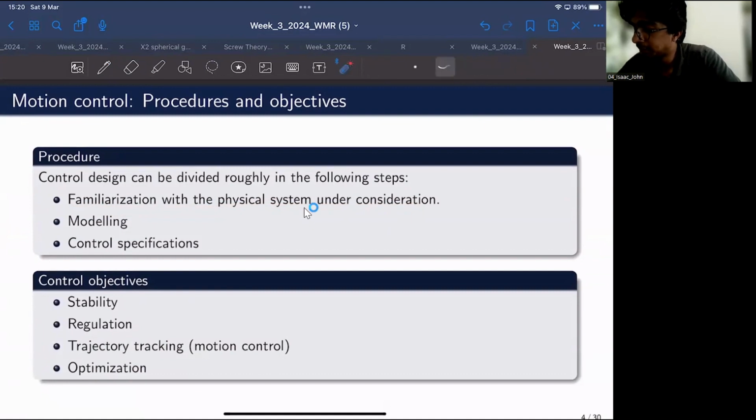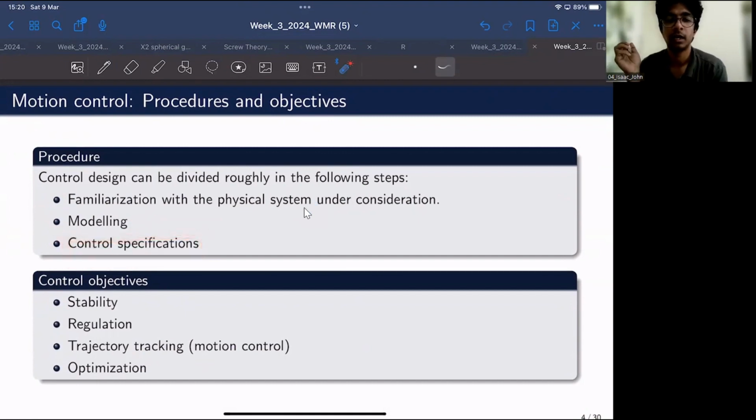And the second phase basically comes to modeling, how to model it. If we are restricting ourselves within the kinematic model, that is fine. And if we also need to take the dynamic effects into account, if the robot is highly dynamic, if it is very fast, then the inertial forces will have to be taken into account. So in that case, the modeling choices and assumptions will have to be taken care of during this step. And the third stage would be the control specifications.